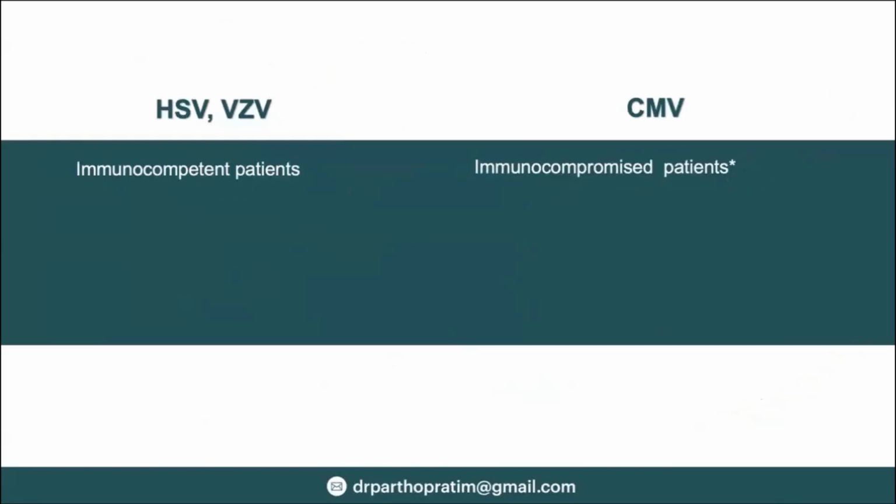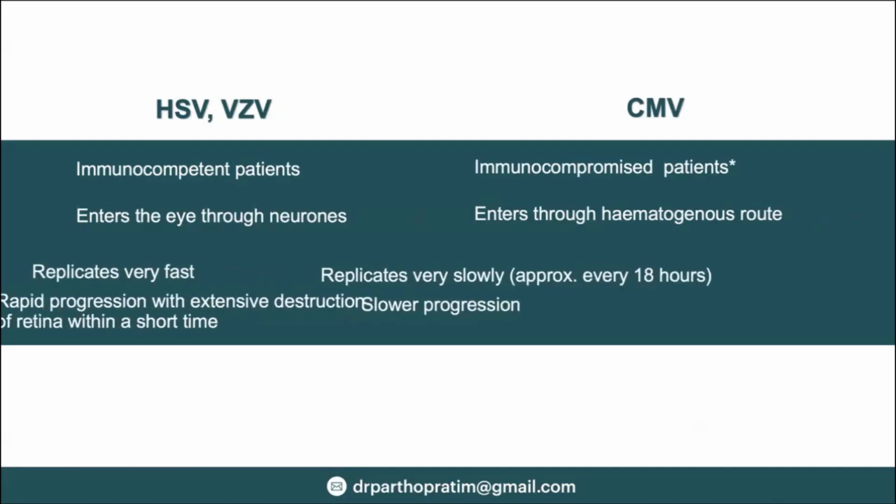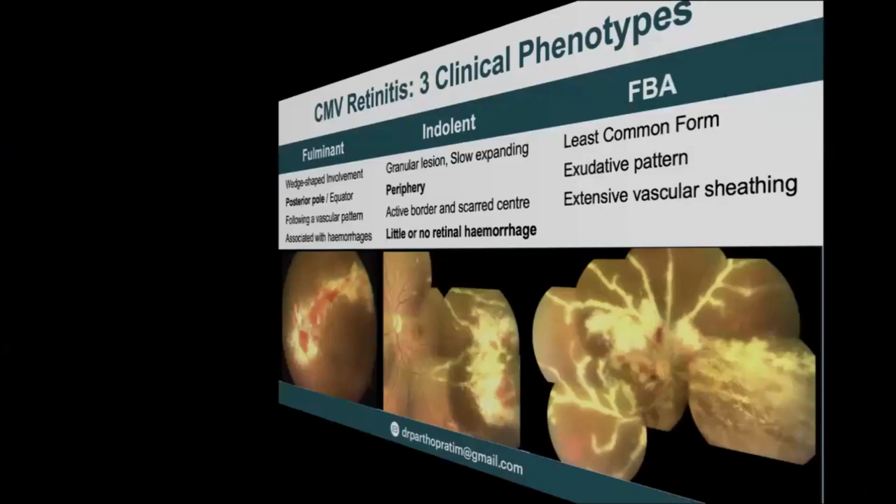So one important point you have to understand is a fundamental difference between HSV, VZV, and CMV: CMV usually affects immunocompromised patients, whereas HSV and VZV involve immunocompetent patients. Now, HSV and VZV enter the eye through the neurons, whereas cytomegalovirus enters the eye through the hematogenous route. Unlike HSV and VZV, CMV replicates very slowly, approximately every 18 hours. Thus, the retinitis in CMV has a slower progression.